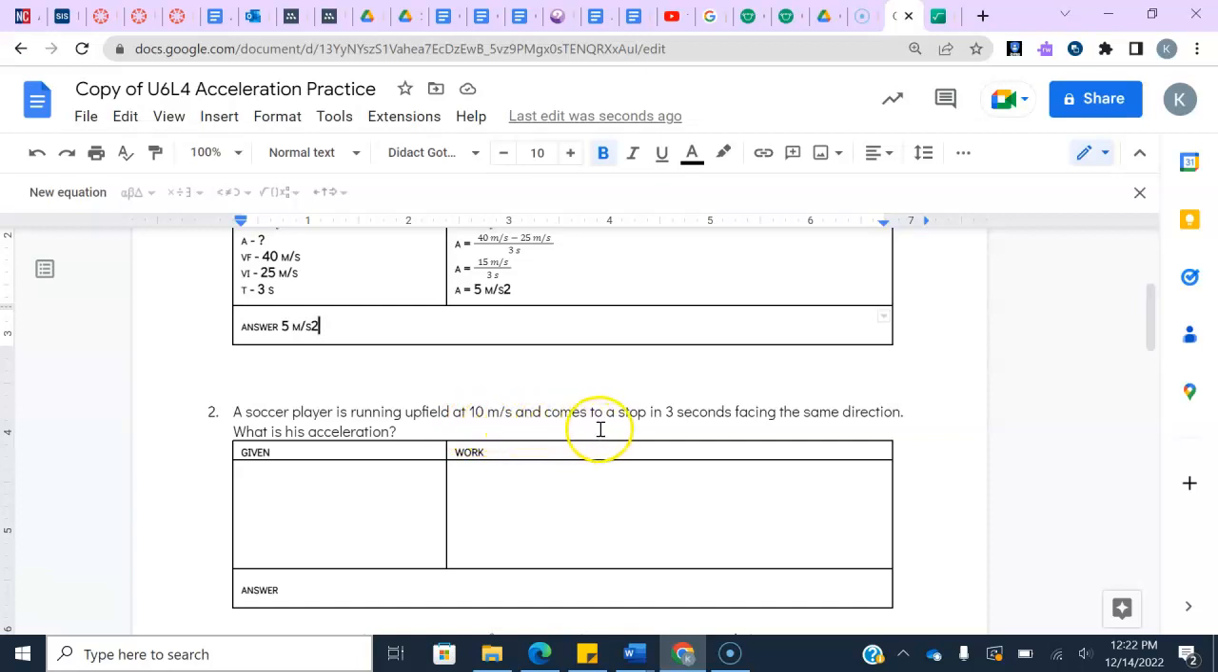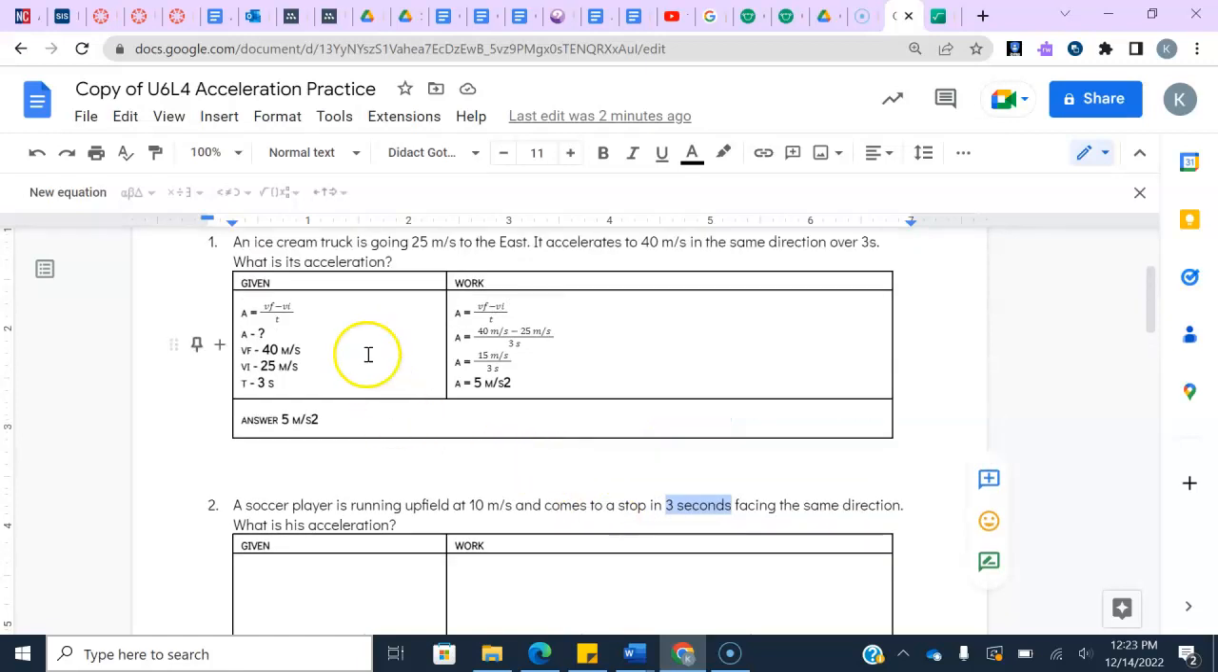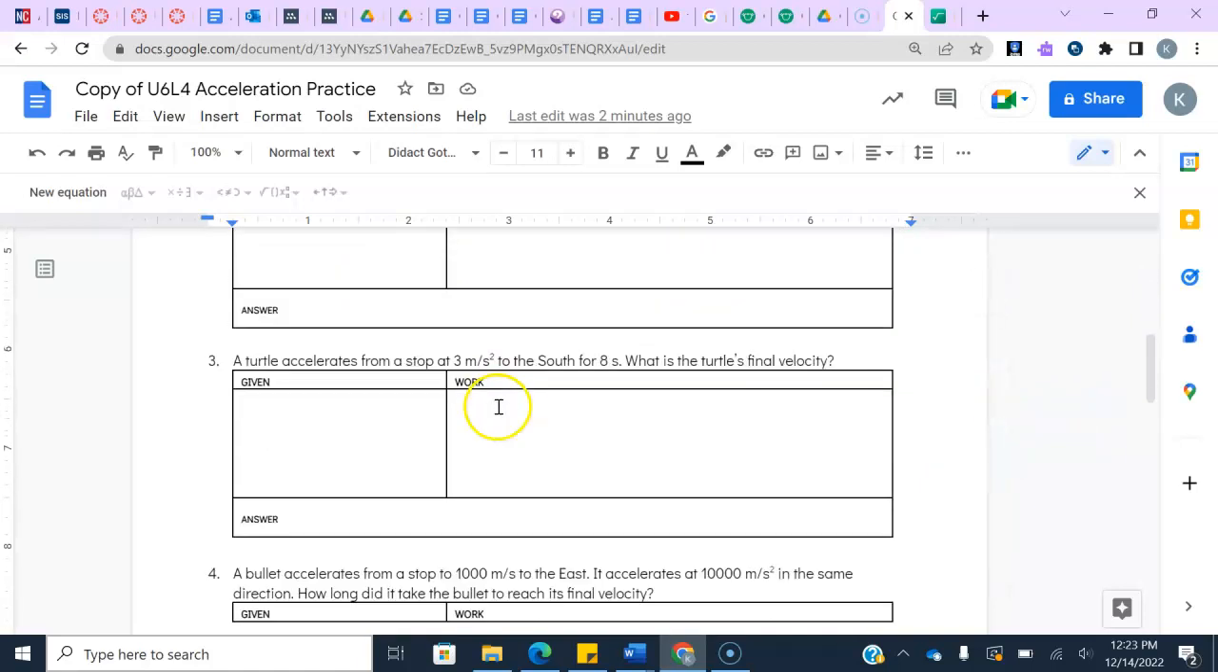Then it says he comes to a stop in 3 seconds. This here where it's saying comes to a stop, that's going to be our indication that the velocity comes to 0. Okay, so your VI will be 10, your VF will be 0, and then your time is given to us in 3 seconds. Okay, so you'll use the same formula, but here your VF is going to be 0, your VI is 10, and then your time is 3. Okay, so same process for 2 as we just did in number 1.